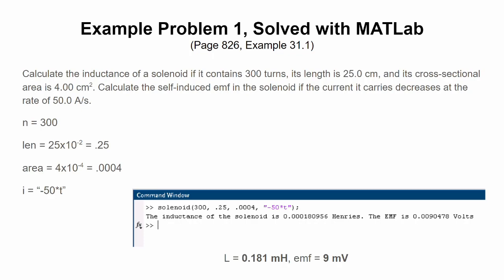From this question, with a few unit conversions, we can get all the inputs we need to use our function in MATLAB. N is equal to 300, length is equal to 0.25, the area is equal to 0.0004, and the current is equal to negative 50 times t. When inputting this into the function, we get the result shown here. Inductance is 0.181 millihenries, and EMF is 9 millivolts. Comparing this to the results we got earlier, we can find that they are identical.